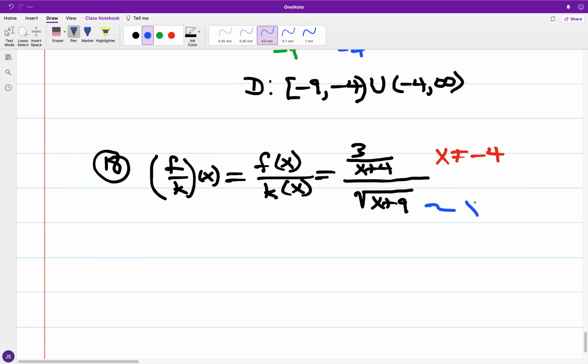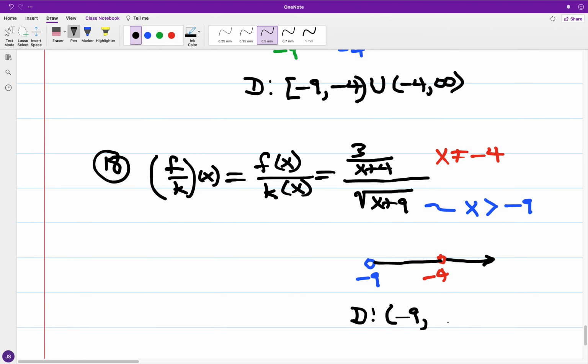So you're now going to have that x is greater than negative 9, and just to lump it together, x is going to be greater than negative 9, and negative 4 is not included, and we have the domain. So we have going past negative 9, approaching but not including negative 4. And then going past negative 4 and going all the way out to infinity.